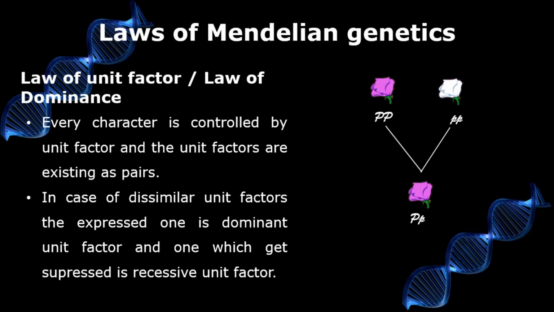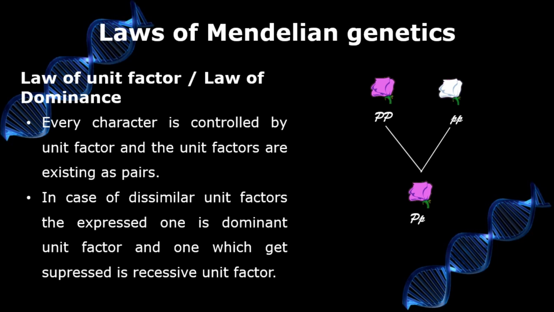Here in the image, we can see that the capital letter P represents the dominant character, that is purple, and the small letter p is for the recessive character, that is white. In the F1 generation, here it is a capital letter P and a small letter p, which is a heterozygous condition. In that, the flower shows a purple color, as the capital letter P suppresses the small letter p.